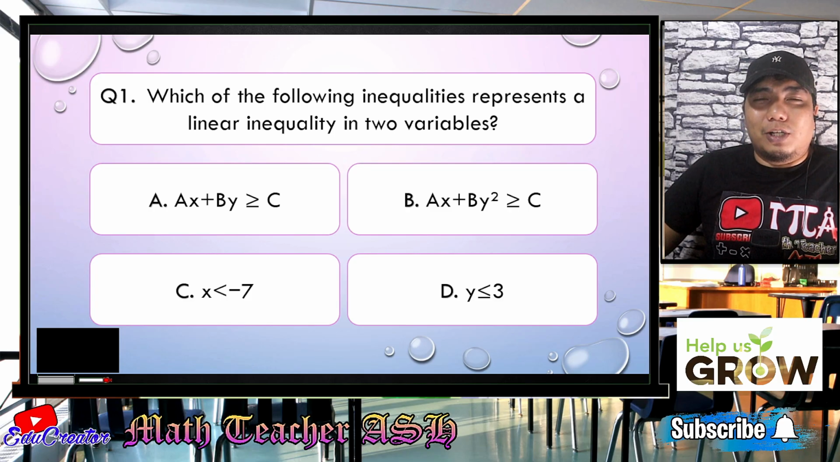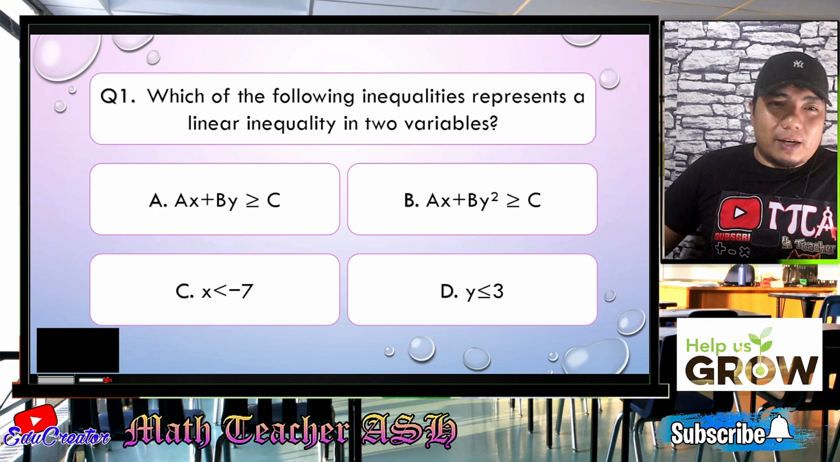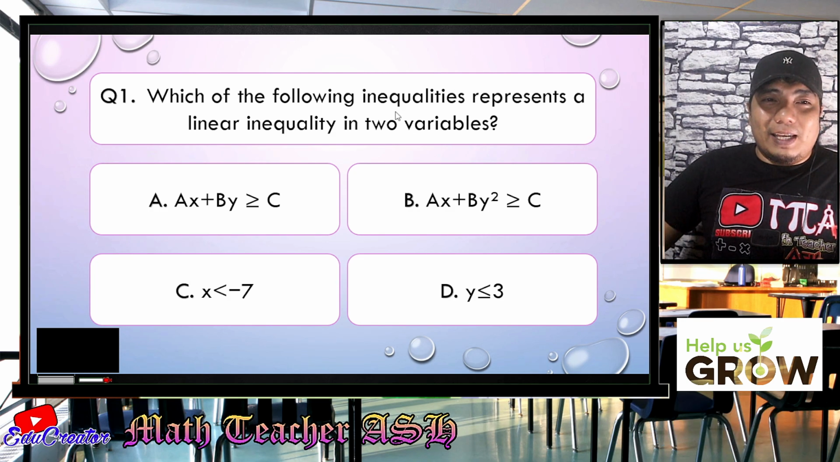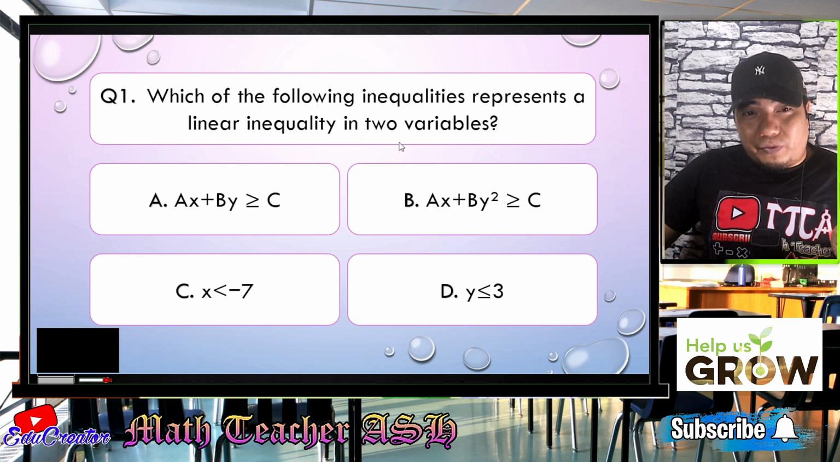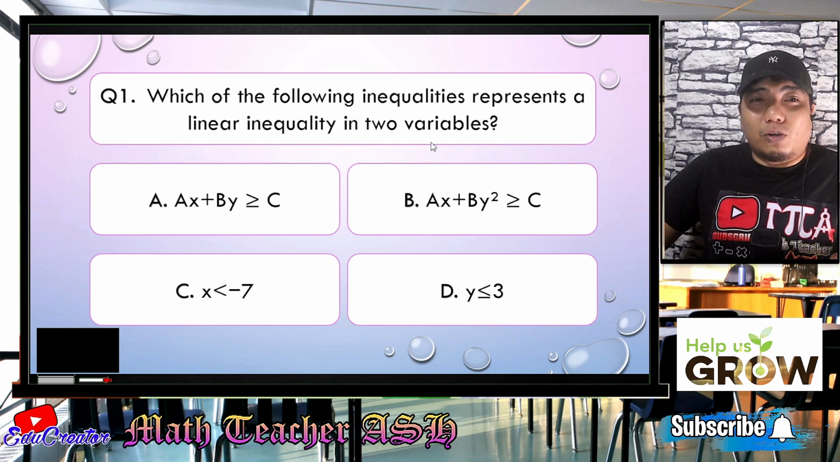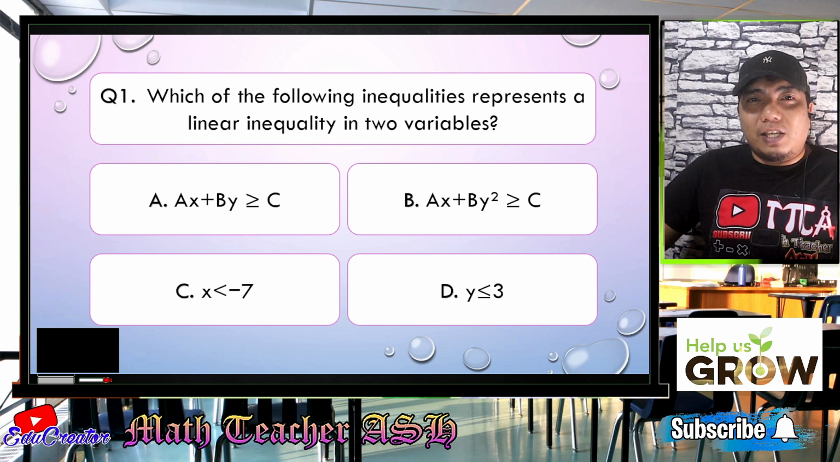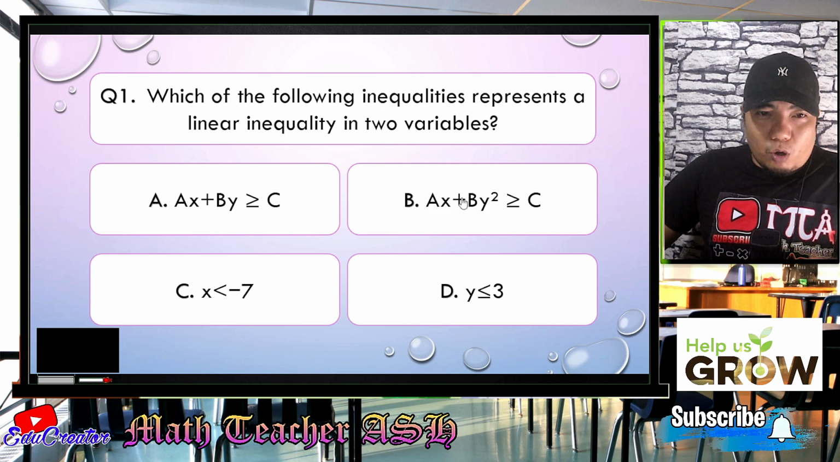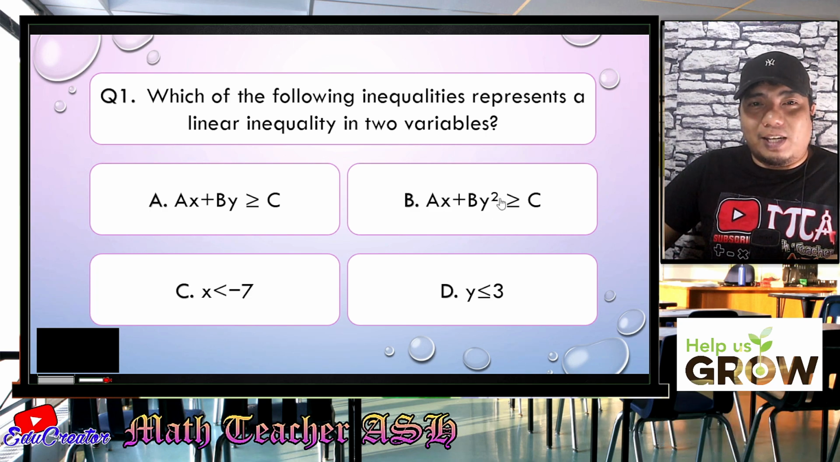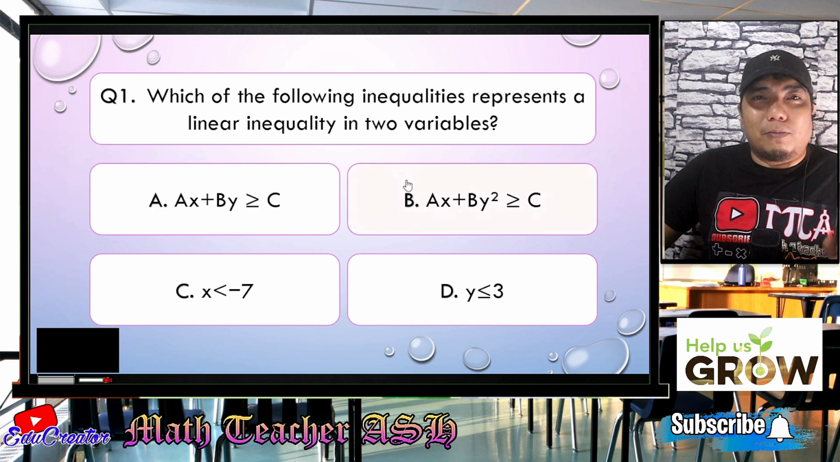Alright, math learners, what is asked in the problem here is that we are finding an inequality in two variables and it is focused on linear. So when we say linear, it is in the first degree. So therefore, letter B is wrong because we have a squared here. It is in the degree of 2. So letter B is wrong.